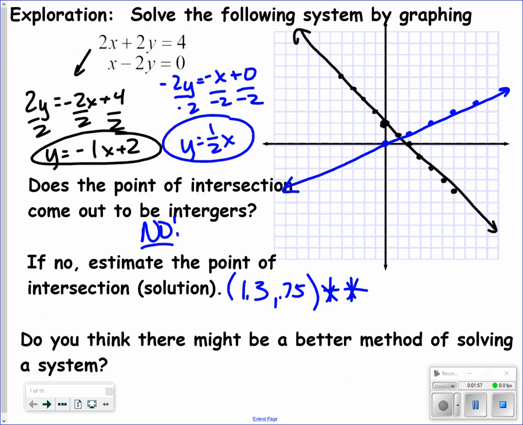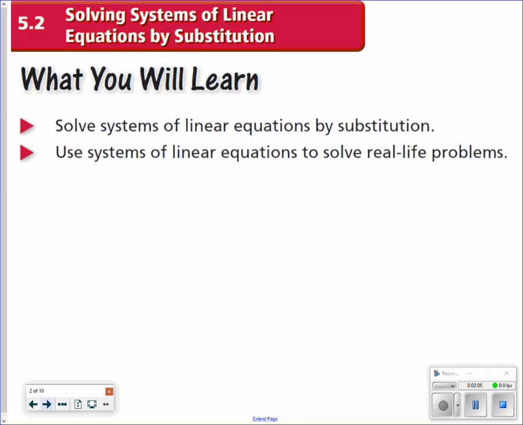So there's got to be some better methods. Like it looks like it's this, it's not good enough. And so the method we're going to learn today is called substitution. So anytime you are trying to solve algebraically, not by graphing, then substitution is one of the methods that we can do.